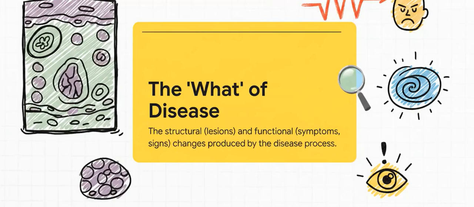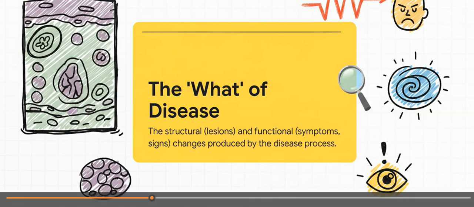And finally, we look at the what. What is the end result of this whole process? Well, this can be divided into two things. First, the morphologic changes, the structural damage. In this case, it's the death of heart muscle cells, what we call necrosis. That's the lesion. And second, the functional changes. Because the heart muscle is damaged, it can't pump properly, and that leads to the chest pain and breathlessness, the signs and symptoms you see in your patient.